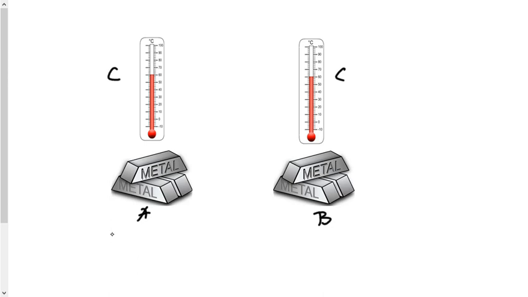So hopefully that helps you understand our zeroth law of thermodynamics. Pretty basic. The idea that objects at the same temperature are in thermal equilibrium with each other. And if they're not in thermal equilibrium with each other, heat will flow from the warmer object to the cooler object until they are at equilibrium. And what we mean by that is the same temperature.